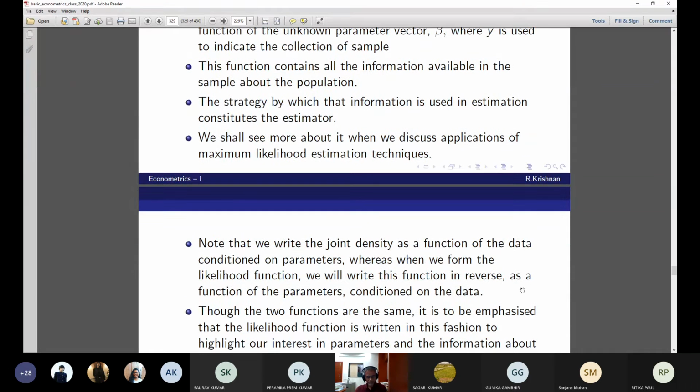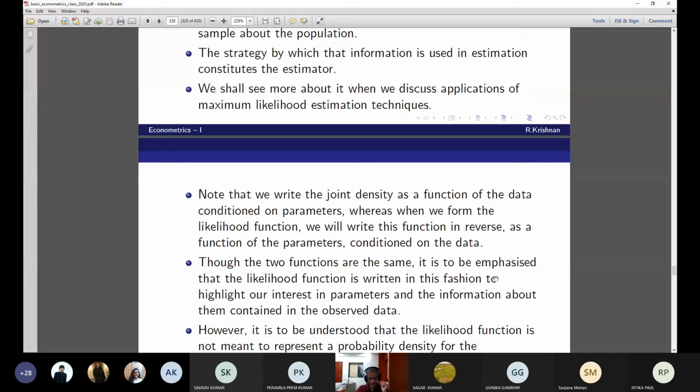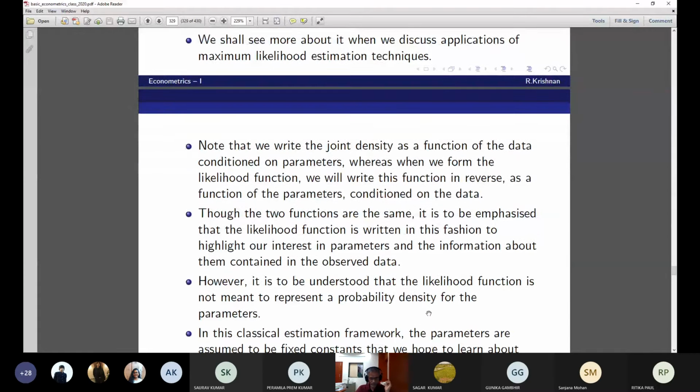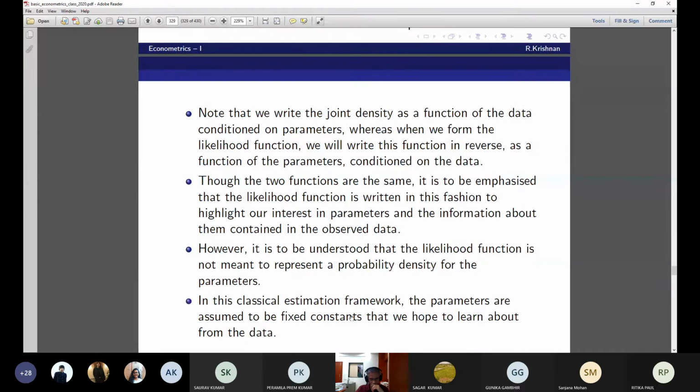Note that we write the joint density function as a function of the data conditioned on the parameters, whereas when we form the likelihood function, we write this function in reverse, as a function of parameters conditioned on the data. This is the main difference between the joint density and the likelihood function. The two functions are the same. It is to be emphasized that the likelihood function is written in this fashion to highlight our interest in the parameters and the information about them contained in the observed data. The likelihood function does not represent a probability density of the parameters. In the classical estimation framework, remember, the density function must integrate to 1. The likelihood function need not integrate to 1 at all, because it is now a function of theta.